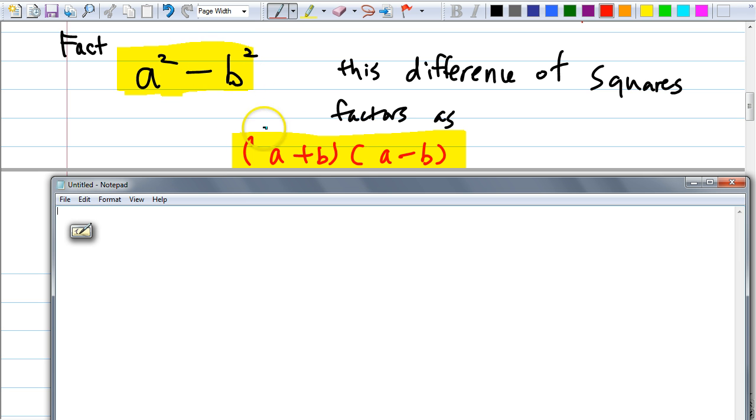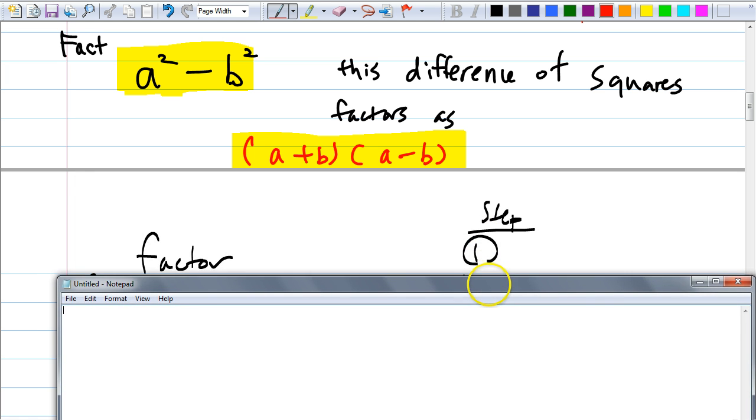Well, because we knew that whenever you multiply two binomials that look exactly alike, but one of them is addition and the other is subtraction, it always equals a squared minus b squared. So if you want to write a squared minus b squared, the difference of squares, as a product, meaning if you want to factor it, it must look like a plus b times a minus b. Does that make sense? Okay.